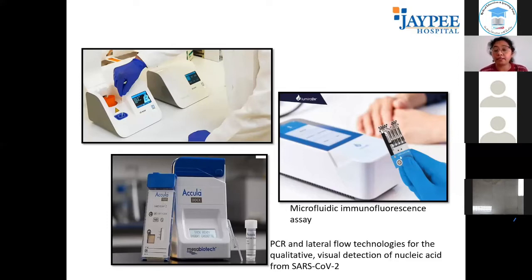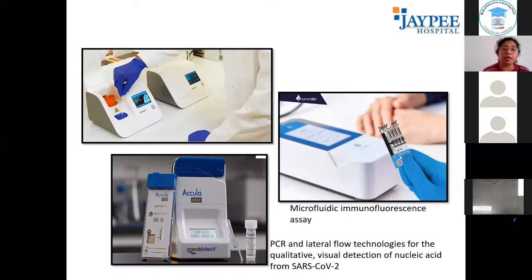And the next is the Acura Lumira Dx. It is microfluidics based, and there's a fluorescent tag to it. You just load the sample and the reagent, and it goes by microfluidics. It's simple, like your card machine, your credit card swiping machine. The machine is that small. You just insert this and it gives a result. And this is an antigen based assay.